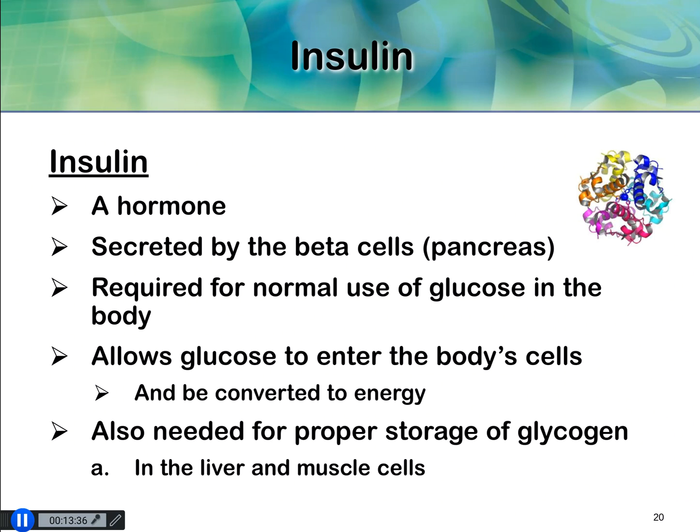So something that we also talk a lot about when we're talking about glucose is insulin. So insulin is a hormone that is secreted by the beta cells inside the pancreas. And insulin is needed to be able to use the glucose in the body as energy, right? So it's what allows glucose to enter the body's cells and then convert it to energy. So it's really super important, right? We also need it to store our excess glycogen in the liver and the muscle so that we can use it later for energy.